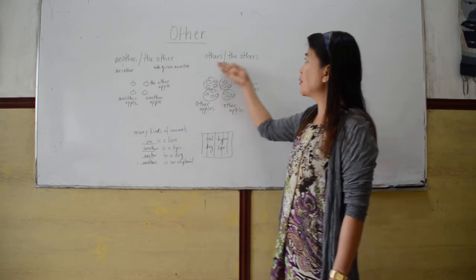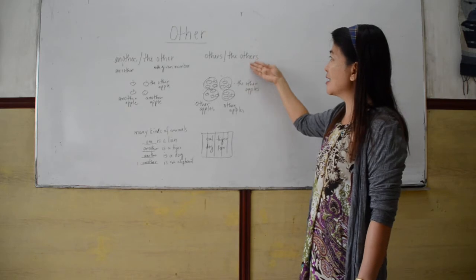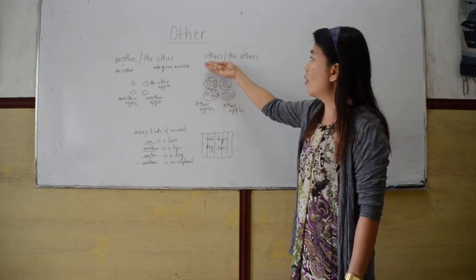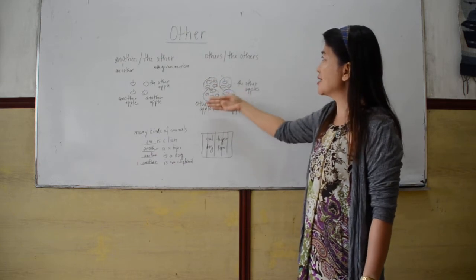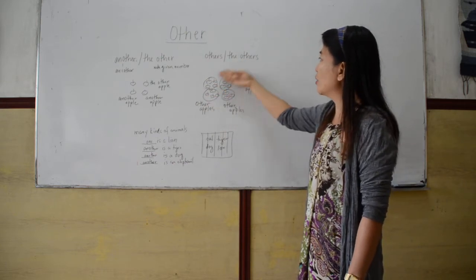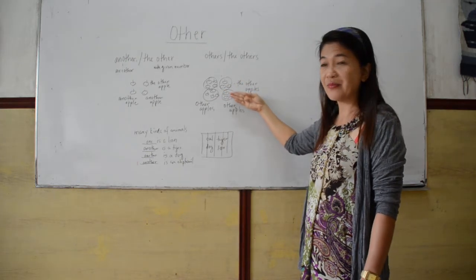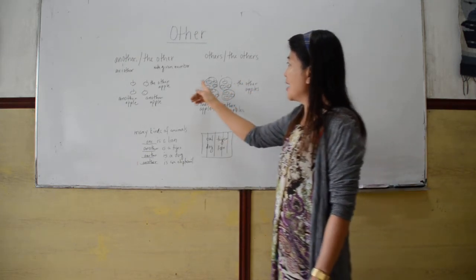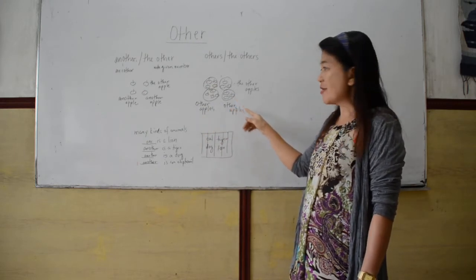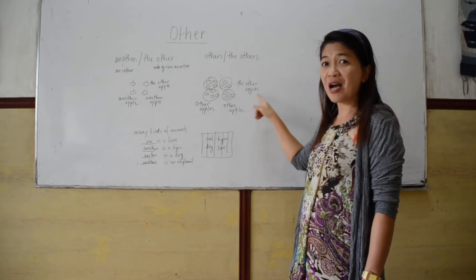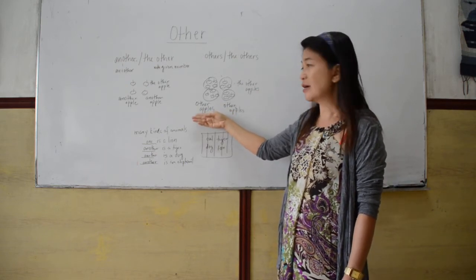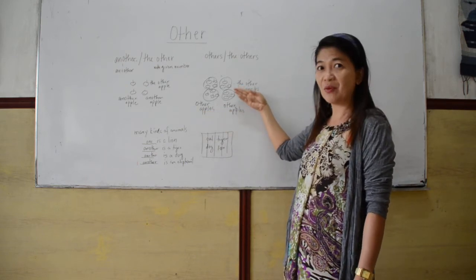Now let's go to the plural forms. Others and the others. Again, others means several more out of a group of similar items. And the others, again, the last ones out of a group of similar items. So I ate some apples, I gave other apples to Mary, other apples to Jan, and the other apples to Susan. So again, this is several more, and the last ones.